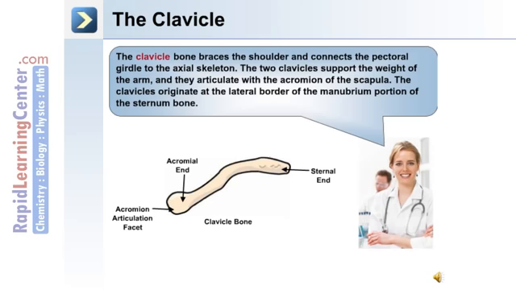The second bone of the pectoral girdle we'll discuss is the clavicle bone. The clavicle bone has an acromion articular facet at the acromial end of the bone, and it curves up towards the sternal end. The clavicle bone braces the shoulder and connects the pectoral girdle to the axial skeleton. The two clavicles support the weight of the arms, and they articulate with the acromion of the scapula. The clavicle originates at the lateral border of the manubrium portion of the sternal bone.